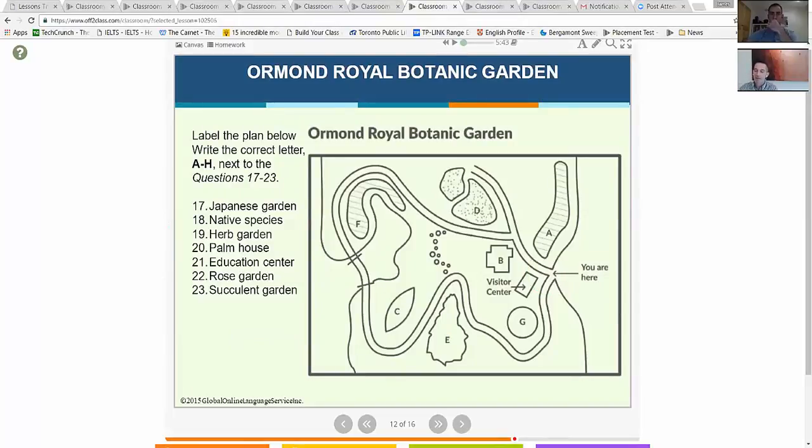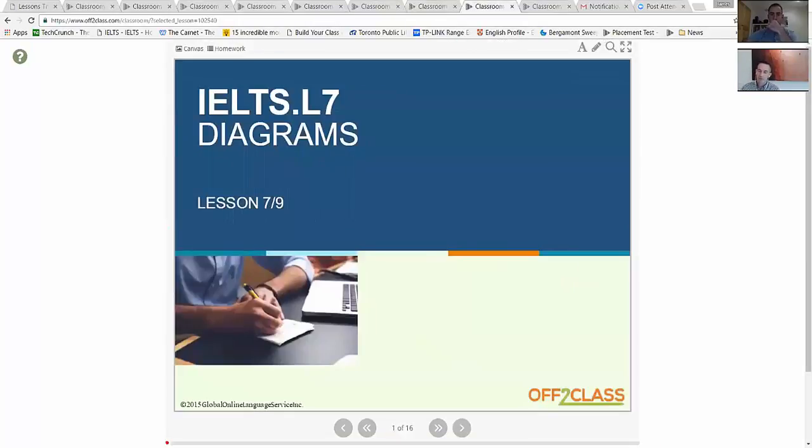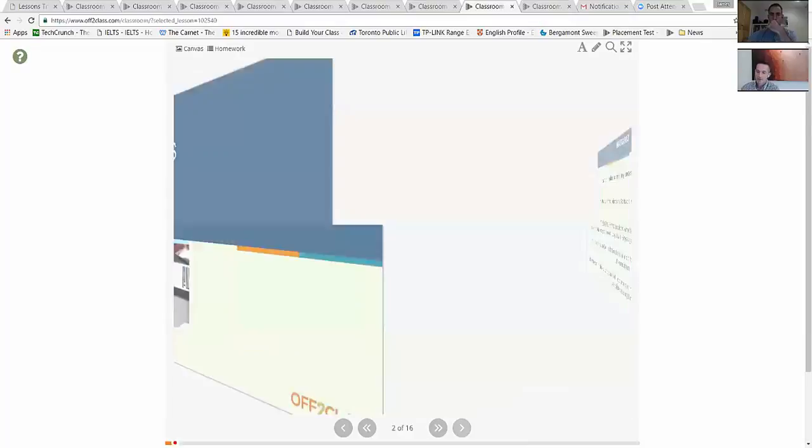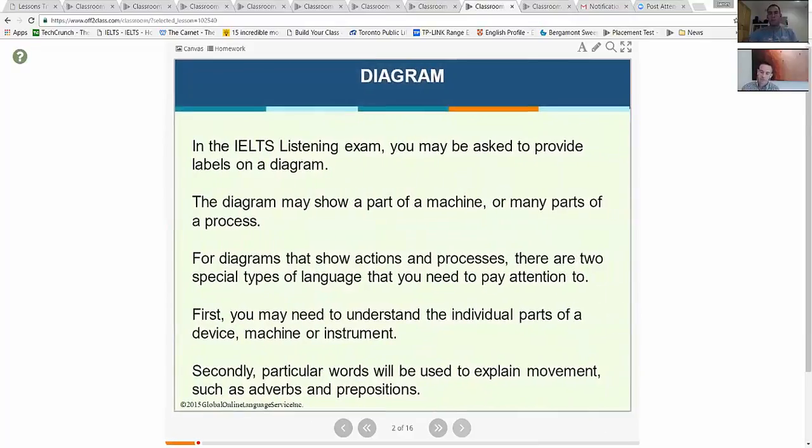And finally, perhaps the most challenging, not just for students, but also for teachers, are diagrams. These are going to be the questions where there is a diagram and the students need to place labels on it, and it often shows parts of the machine or parts of a process. And it is unlikely, even as a native speaker, that you are familiar with all of the language. However, obviously IELTS provides it all for you, and again, you're listening for specific information.